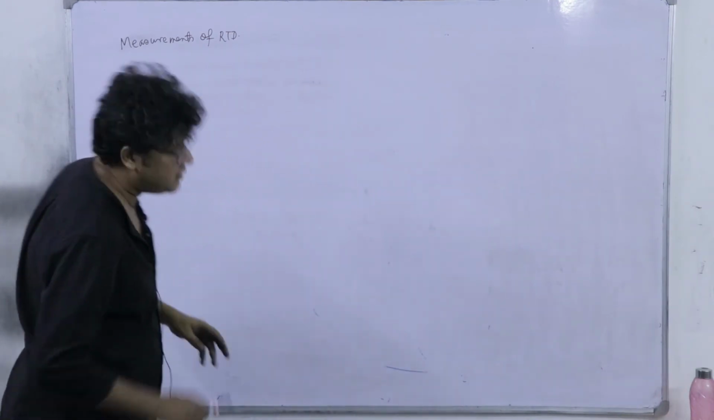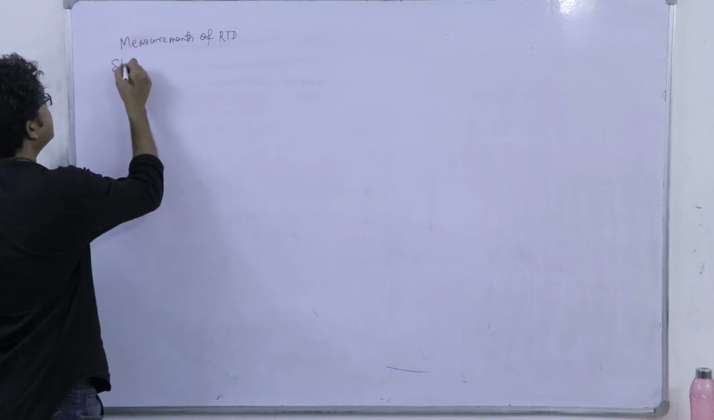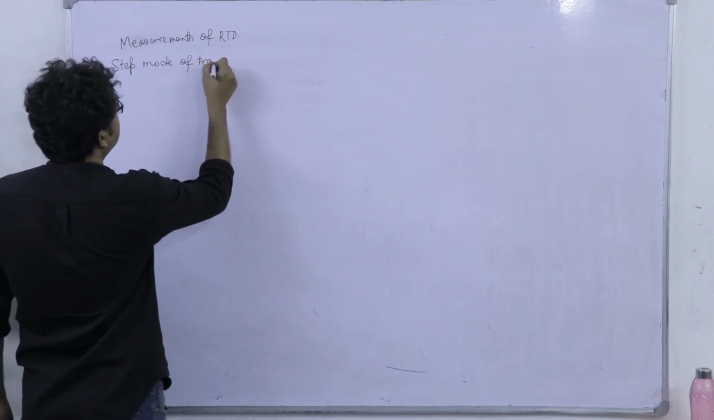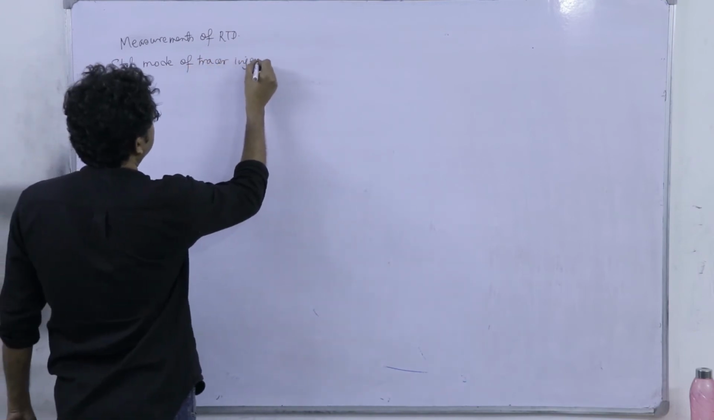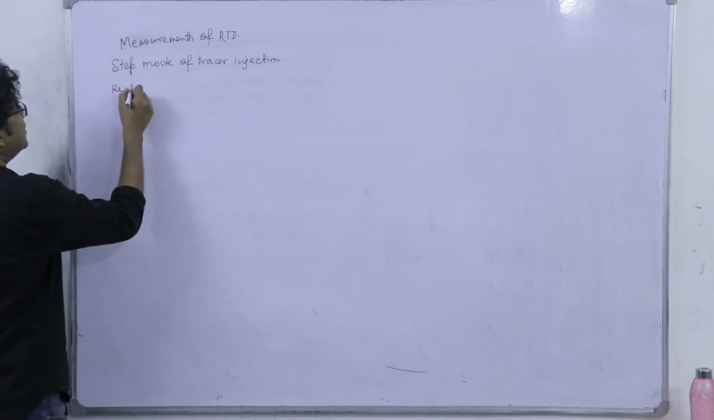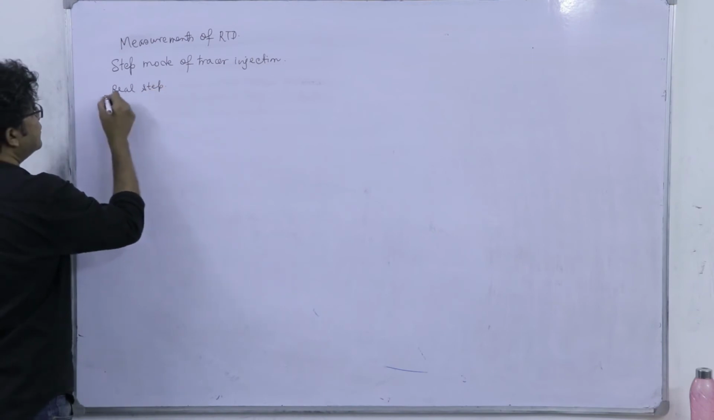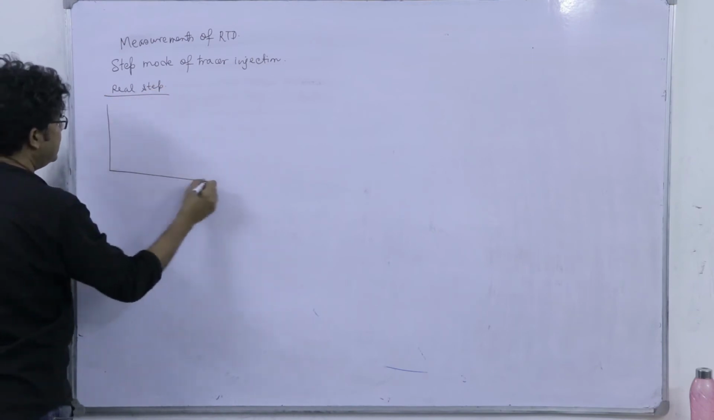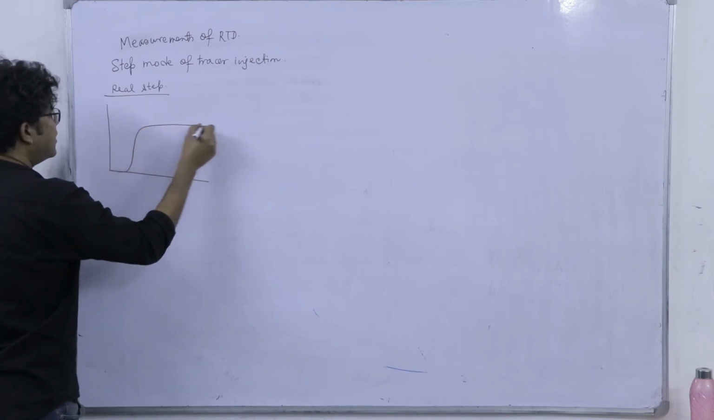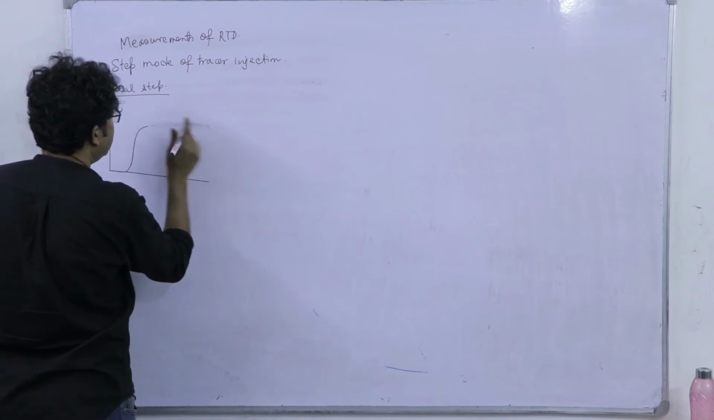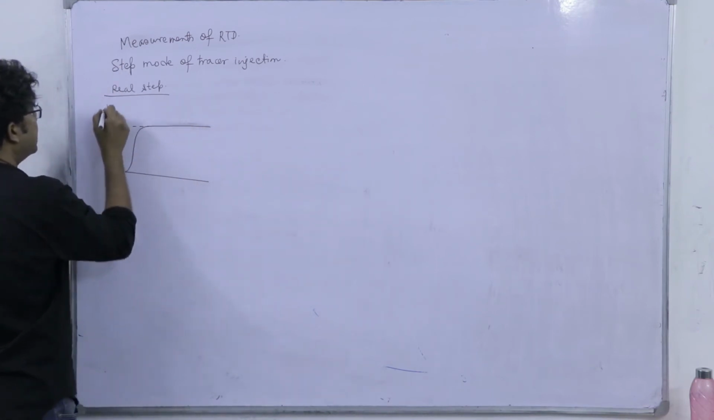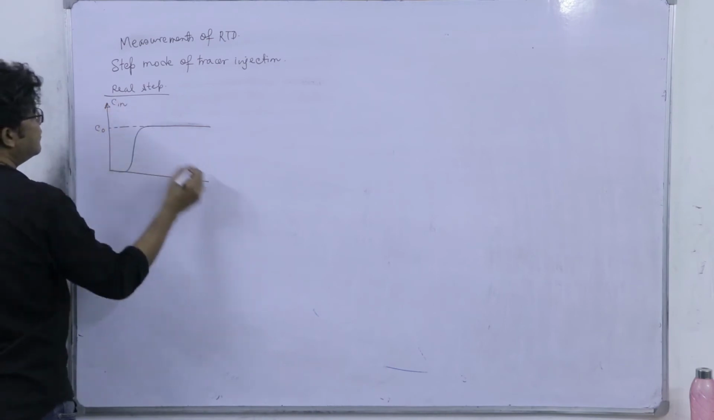So, next it is the step mode of tracer injection. Real step. So, what is that? Here you see in real life it will be something like this. More or less it remains constant at C naught. So, this is C in versus t.